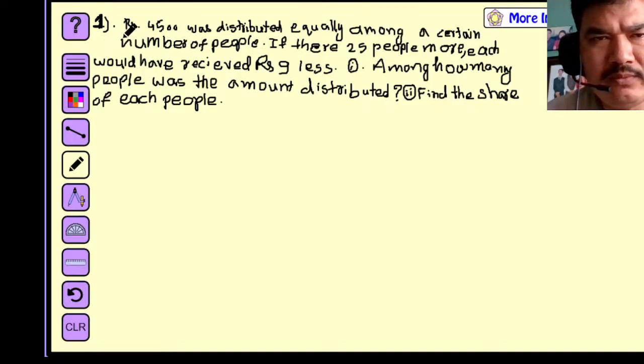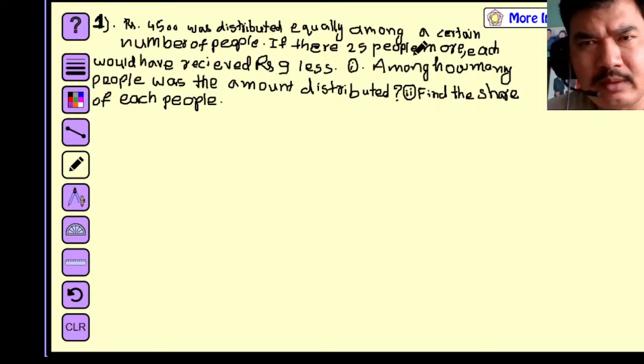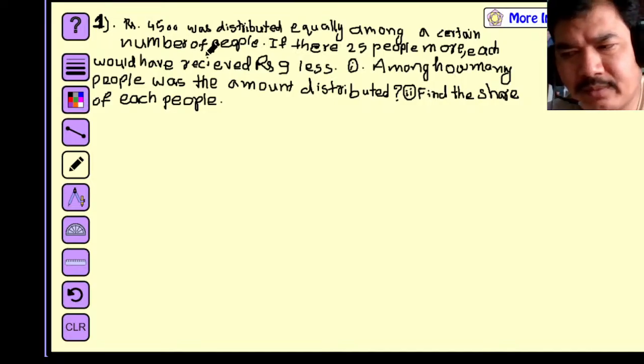The question is like this: rupees 4,500 was distributed equally among a certain number of people. If there were 25 people more, each would have received rupees 9 less. This is the question.